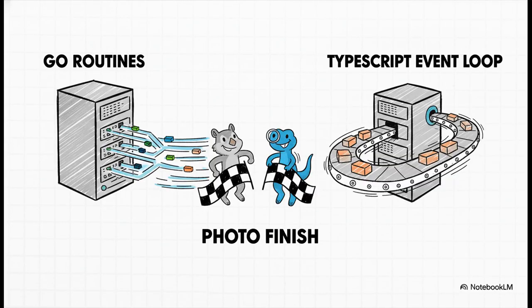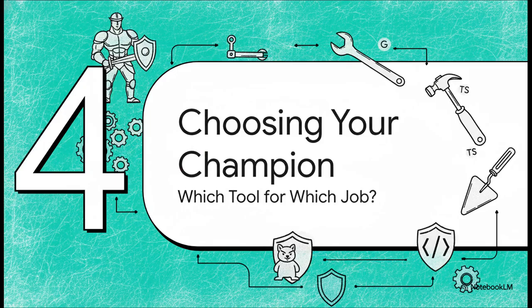So, why was it so close? It's because both languages are absolute champions at this specific kind of task. Go's lightweight goroutines and TypeScript's non-blocking event loop are just different architectural paths to the same goal, handling thousands of connections at once. And it turns out both are incredibly good at it. So, the benchmarks are done. What does all of this actually mean for you? It's time to move from the abstract numbers to the real world. Let's talk about choosing your champion. Which tool is the right one for which job?